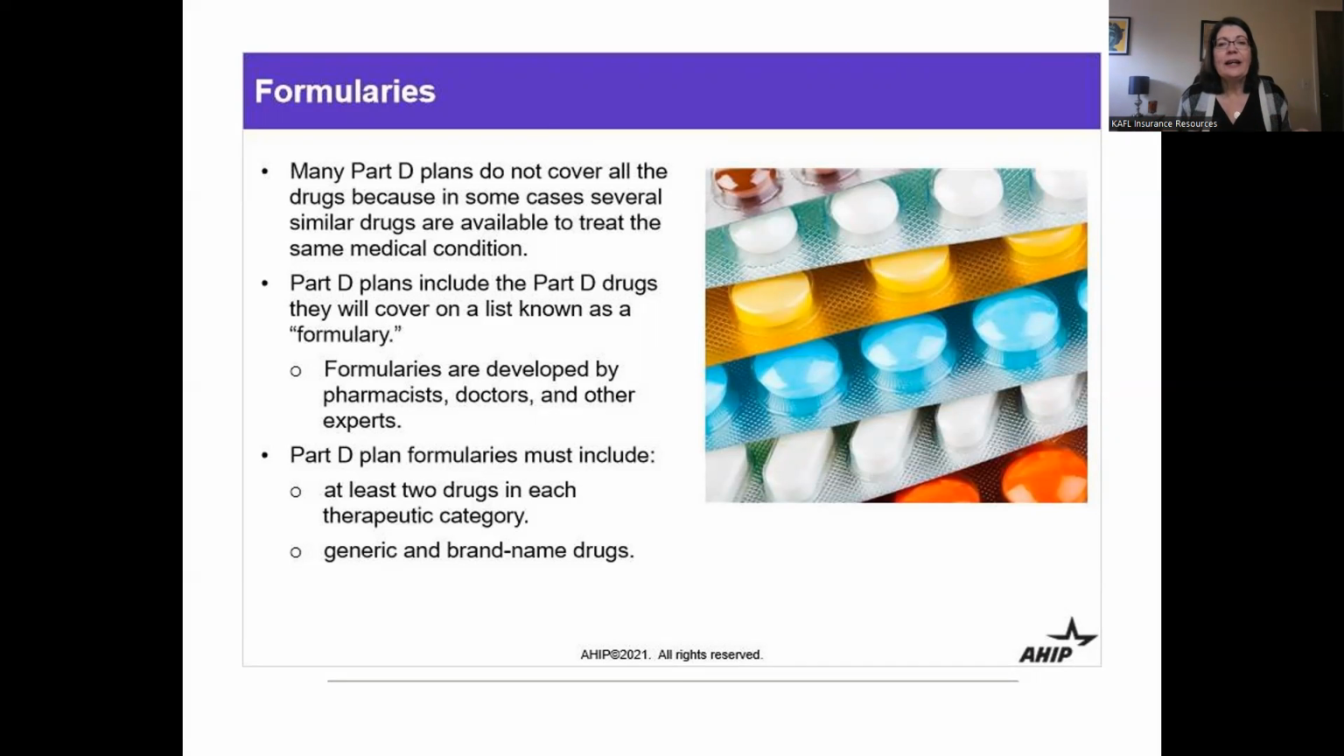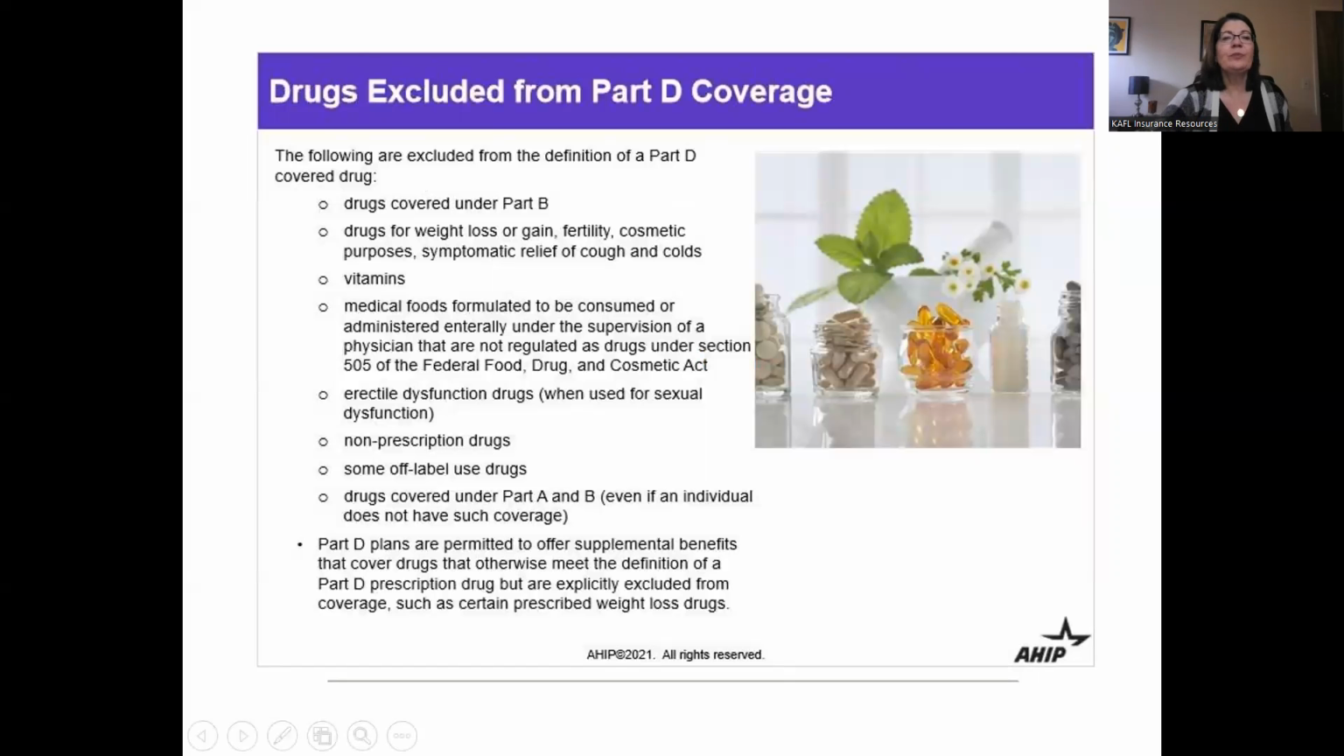But besides making sure that all of their drugs are on the formulary, which companies' plans have them at the lowest tiers. And the formularies are developed by pharmacists and doctors, and they have to have at least 2 drugs in each therapeutic category.